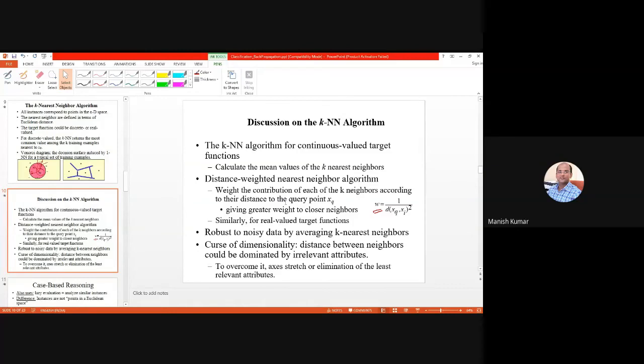The advantage of this algorithm is that it is very robust to noisy data, because it averages the k nearest neighbors. There is also what we call the curse of dimensionality: the distance between neighbors could be dominated by irrelevant attributes. To overcome this problem, we eliminate the least relevant attributes, ignoring those which are least relevant in case of class level training.